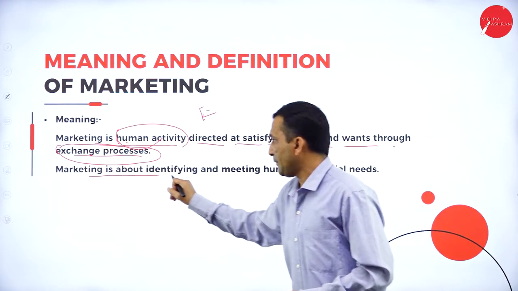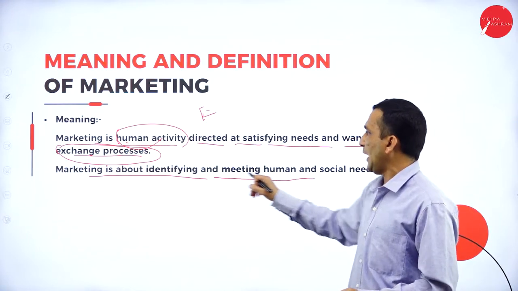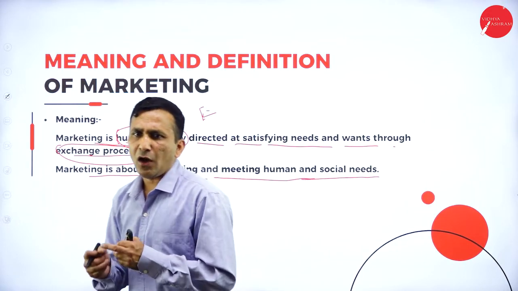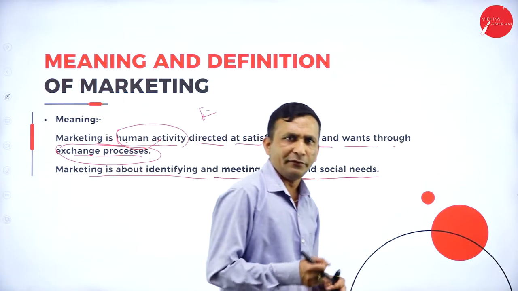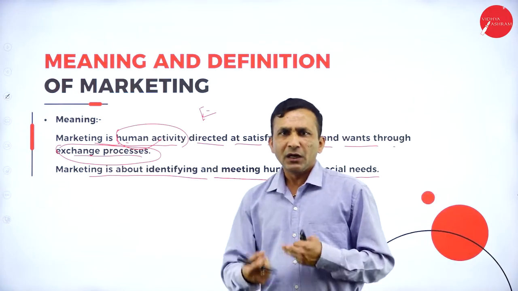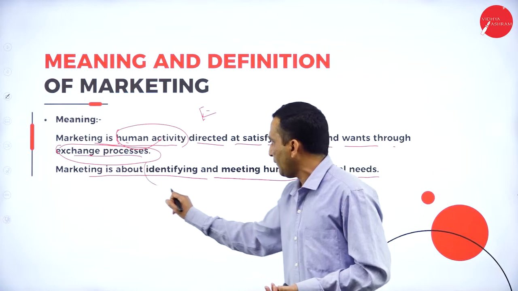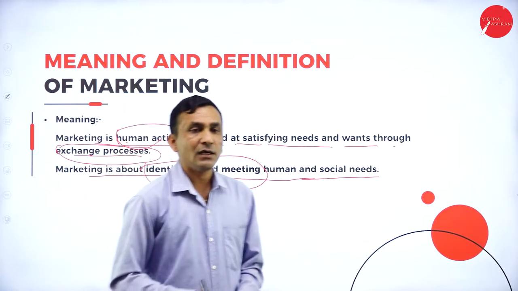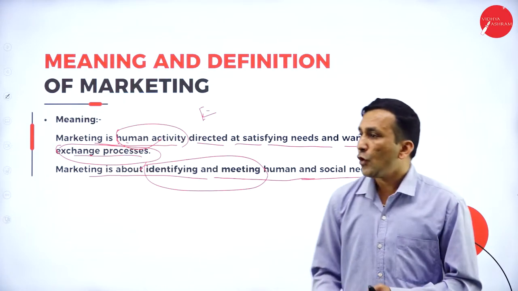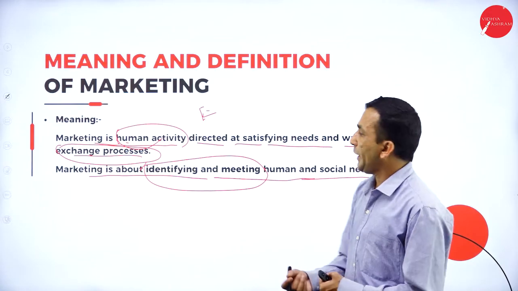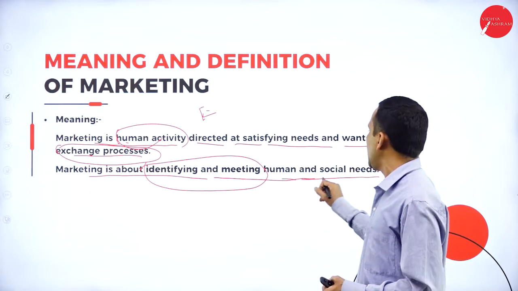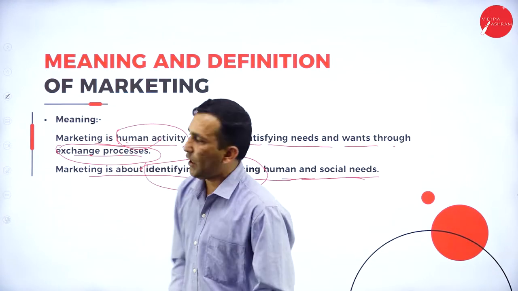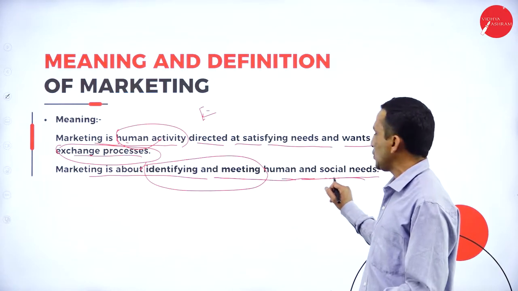So marketing is about identifying and meeting human and social needs. Because now we are talking about modern marketing, when you give importance to customers, obviously you need to identify and meet the human requirement: what kind of product or service they are expecting. You need to produce on time. You have to fulfill human and social needs, because when you start a business you are serving society, so you need to give importance to social needs.